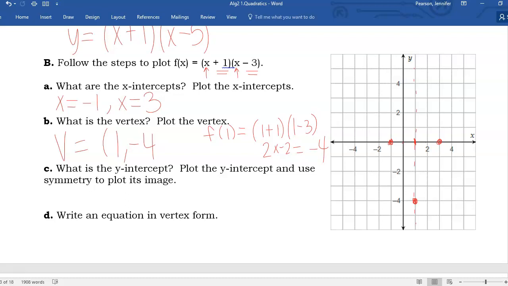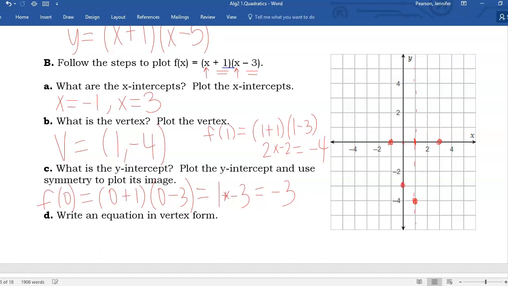Y-intercept. Okay. So to get the y-intercept, we need to evaluate the function at 0. Always, always, always at 0. When we're in general form, it's just the c term. But now we're going to actually substitute in their zeros, like we've been doing, and then actually figure out an answer. So 0 + 1 is 1. 0 - 3 is -3. So our y-intercept is 1 times -3, -3. So on our y-axis, -3.